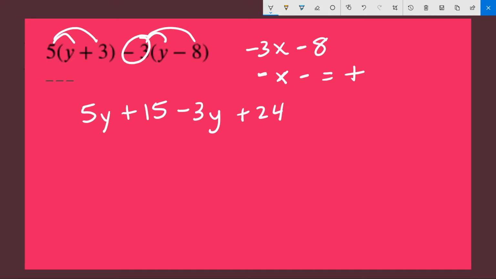So, from here, combine like terms. We got our 5y and our negative 3y. So that's going to be 2y left over. And then 15 and 24 is going to be 39.